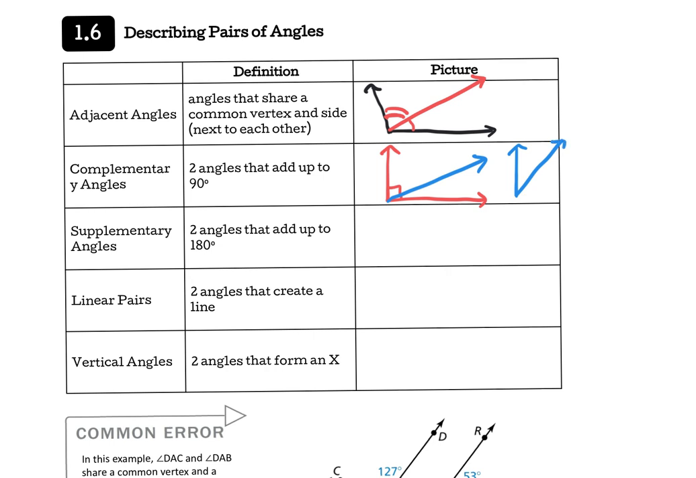I could give you an angle here, and I could give you an angle here. If I tell you that this one is 40 degrees, and this one is 50 degrees, if I were to add these two angles together, I would get 90, and so we would say that these two angles are complementary. Complementary means 90 degrees.